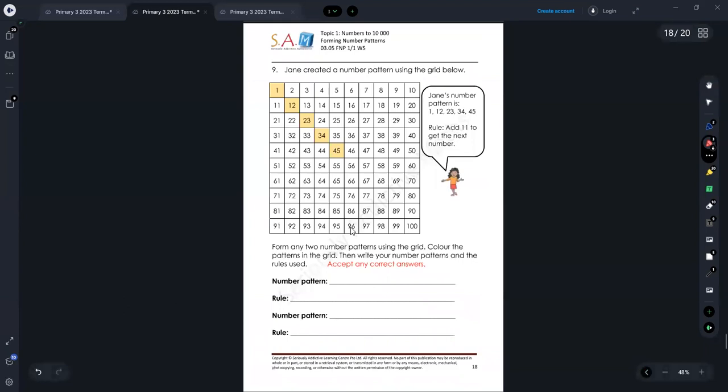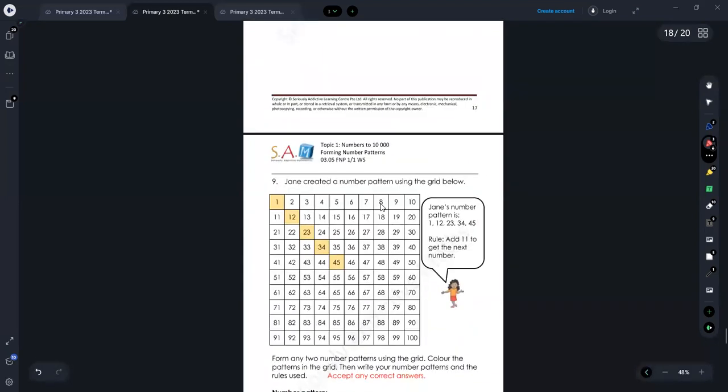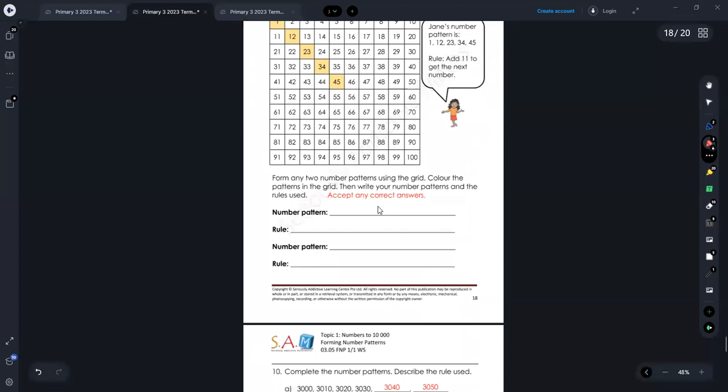Okay, perhaps do, let's see, Jane created a number pattern using the grid below. Find any two number patterns using the grid. Yeah, so it's up to them, right? This one they can do a few, right? They can either do it this way, which is plus 11, yeah, it's all plus 11, you notice, right? I think this will be fun, right? See whether they can find different kinds of patterns. Okay.